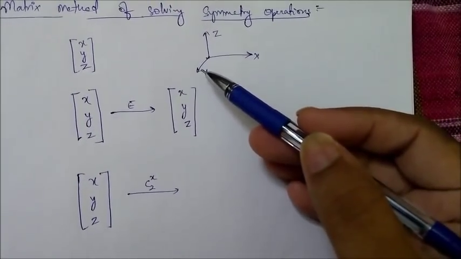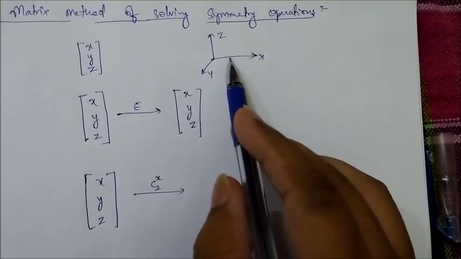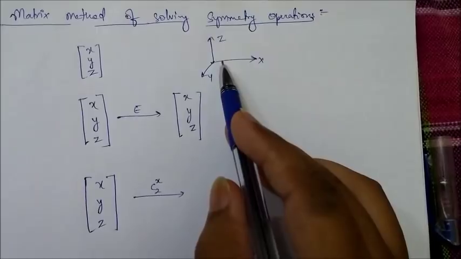So what will happen if you rotate an axis by 180 degrees? For example, if I rotate this x-axis by 180 degrees, clockwise or anti-clockwise, what will happen?